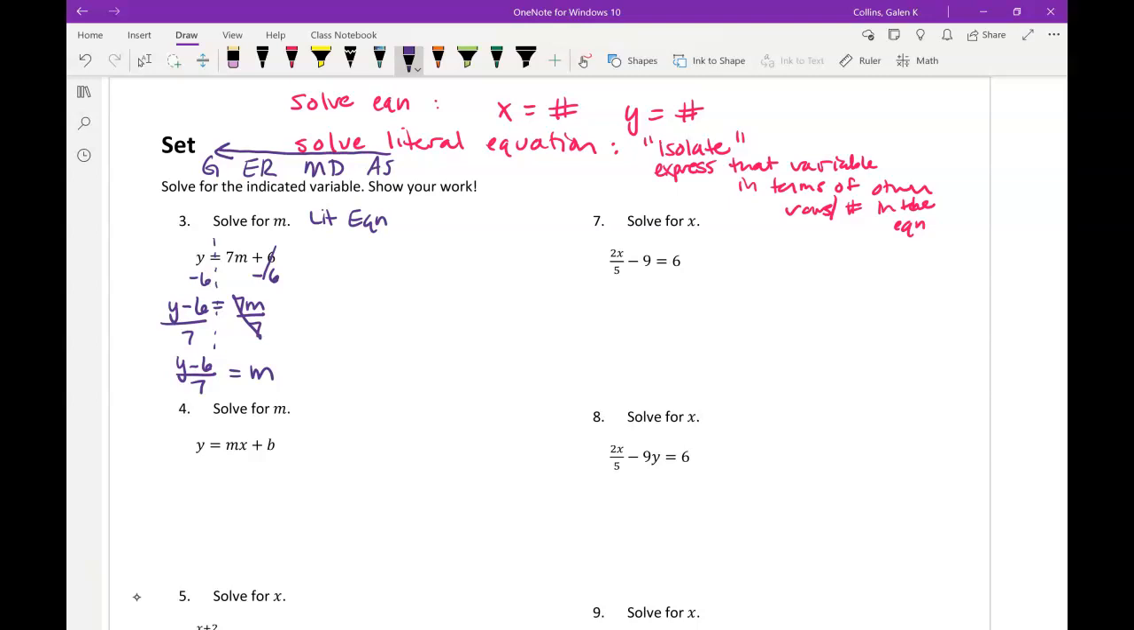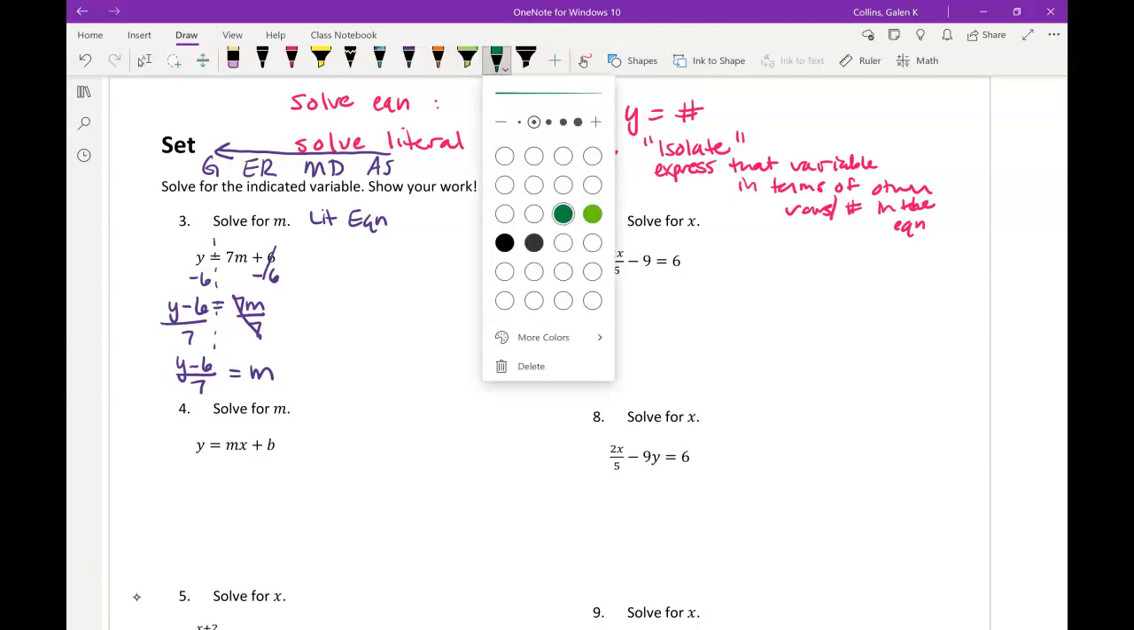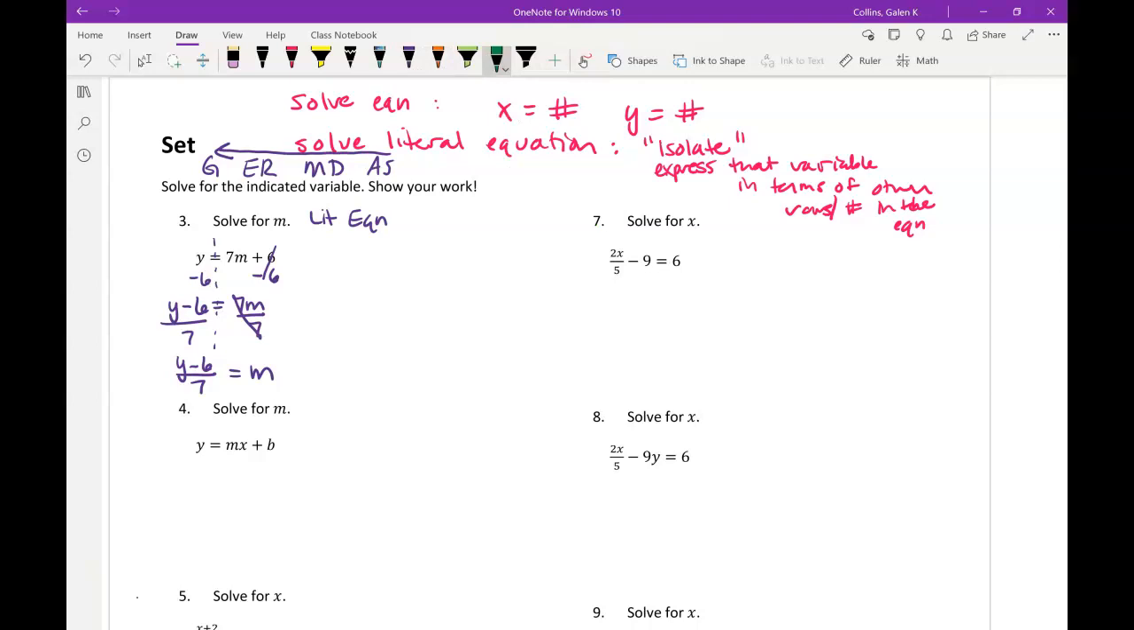Okay, number 7, I notice that we're solving for x, but there's no other variable than x. So we are just solving an equation. And so I'll work out the equation in green because, I just picked green. So, all right, again, our goal is to undo what's being done to x in the opposite order. So if I look at my equation, I don't have grouping, but I can see that x is first being multiplied by 2, then divided by 5. I suppose you could think of that as just x being multiplied by 2/5. Then we're subtracting 9 to get 6.